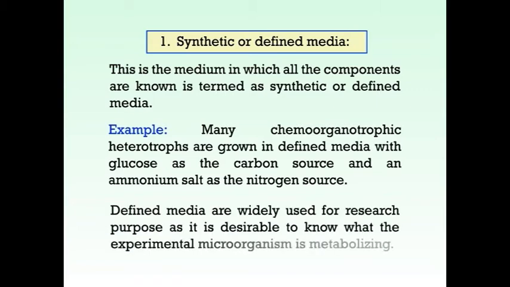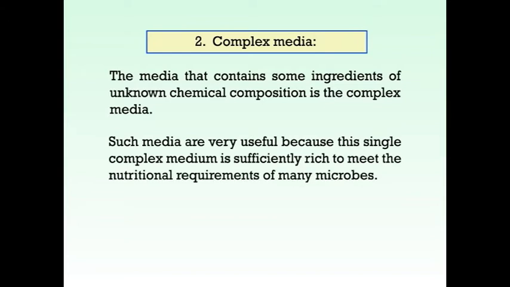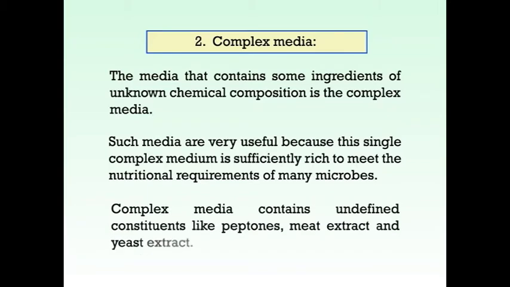These defined media are widely used for research purposes as it is desirable to know what the experimental microorganism is metabolizing. Next is the complex media. Media that contain some ingredients of unknown chemical composition are complex media. Such media are very useful because a single complex medium is sufficiently rich to meet the nutritional requirements of many microbes. Complex media contain undefined constituents like peptones, meat extract and yeast extract.